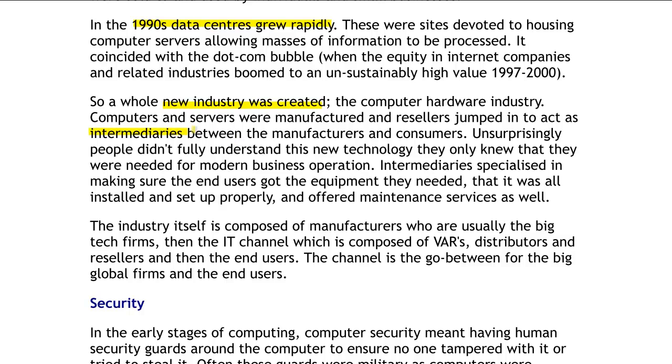It's partly because these businesses that were consuming all this new technology didn't actually know or fully understand how this new technology worked or what it could be used for. Therefore, these intermediaries, as well as providing the actual hardware, could advise them on what hardware they actually needed and what hardware they could use.